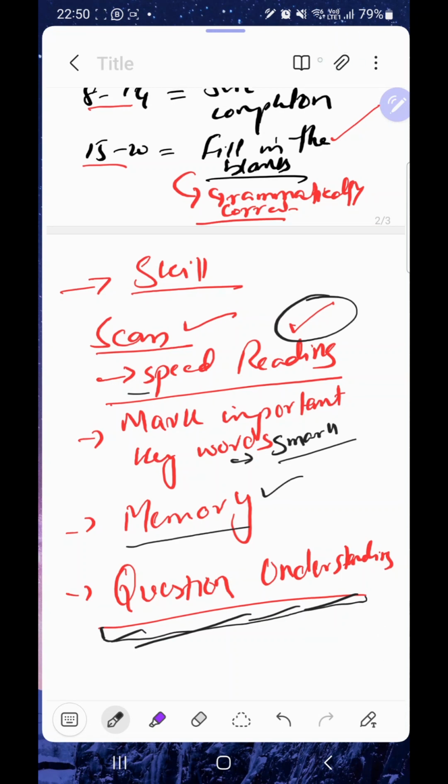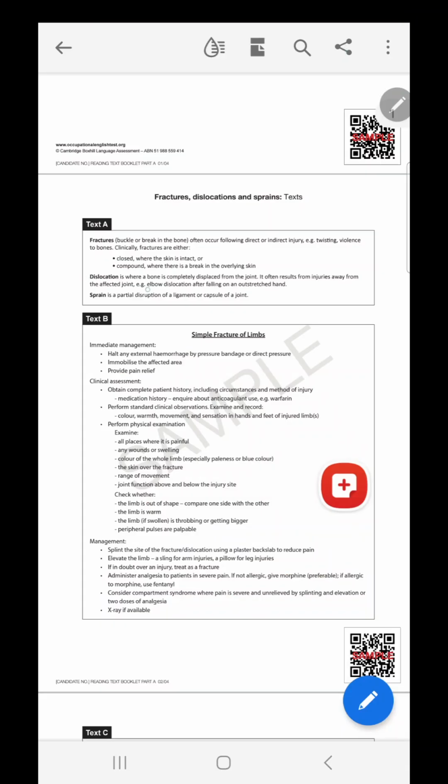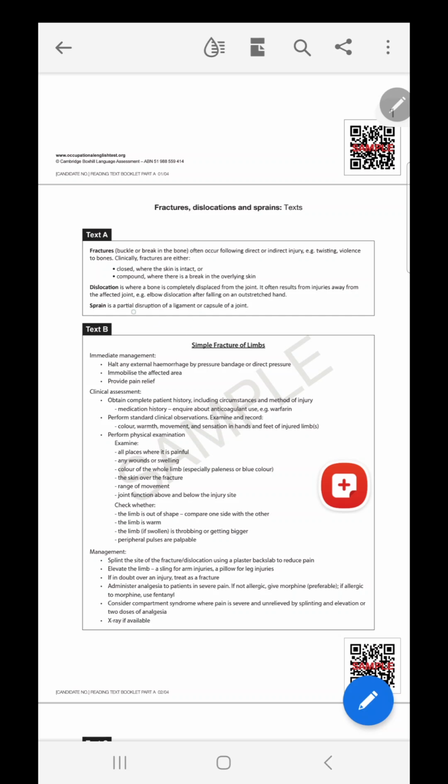So we'll show you how we can go for the part. Now you can see that this is the topic, fractures, dislocation, and sprain. So we can just go quickly and we can mark some important words. Let's say twisting is important, compound is important, maybe outstretched hand is important. Okay, in the management we have immediate management, we can apply the pressure, important word, immobilize, and pain reliever.